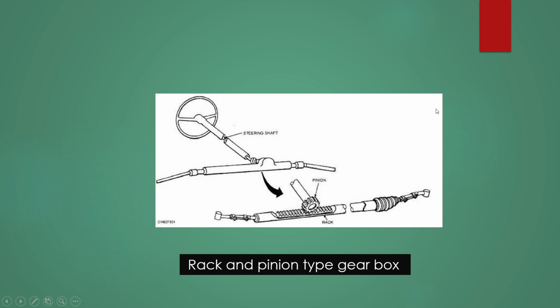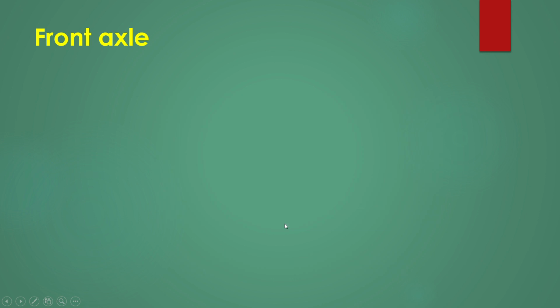Next is the rack and pinion type gearbox. This is the most common gearbox which we can see in the car. This is the steering wheel and steering shaft, and at the end of the steering shaft there is a small pinion which rolls over the rack, which is at this point. Based on this movement, as this rotates, the rack will move to this point and to that point based on the rotation, hence the direction can be controlled.